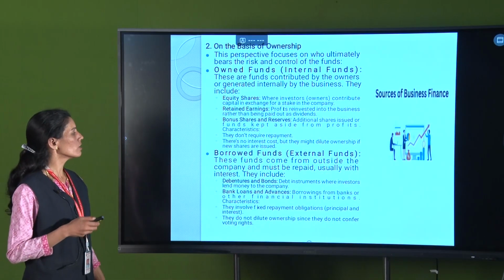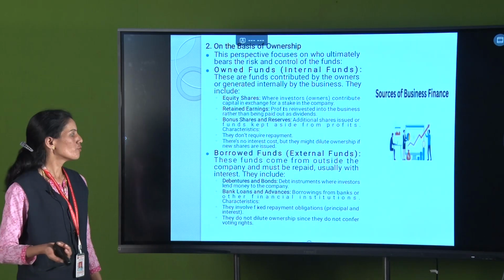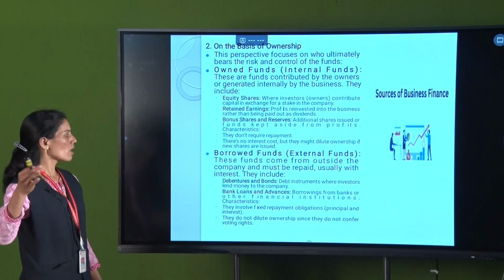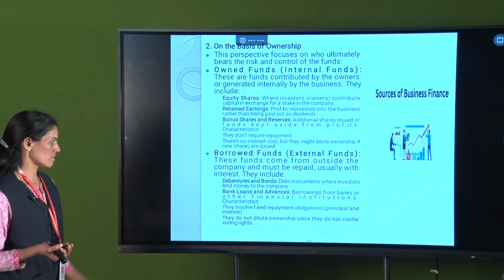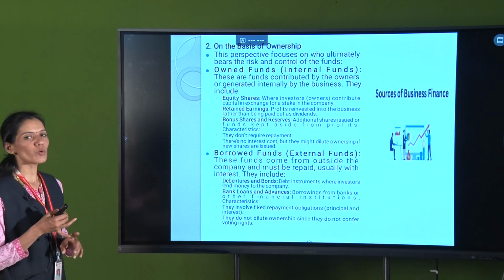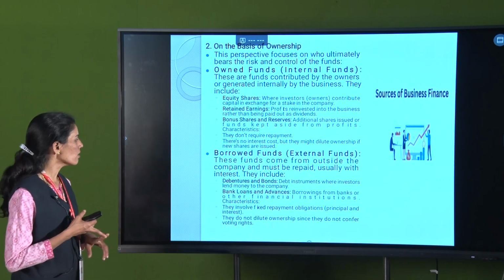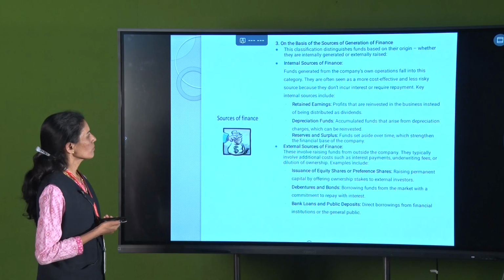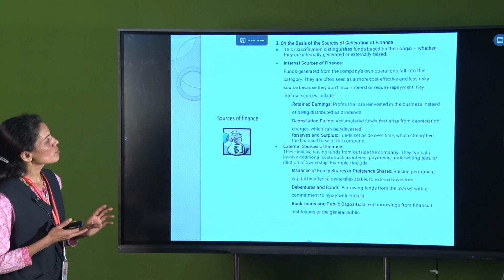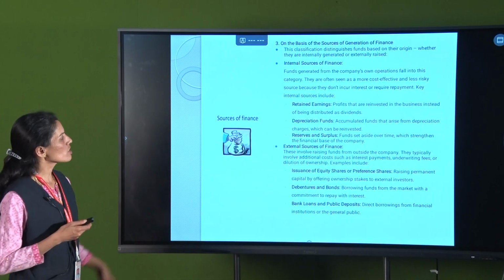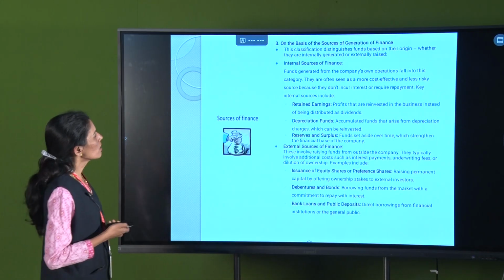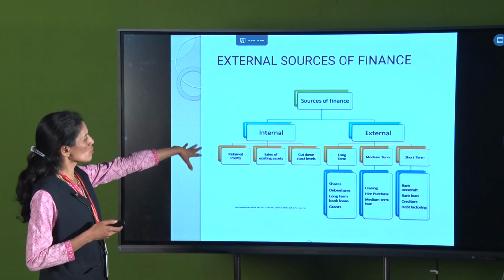After that, borrowed fund means external fund. These funds come from outside of our company and must be repaid, usually with interest. So they include debentures, bonds, bank loans, and advances. After that, on the basis of the source of generation of finance, they are classified into internal sources or external sources.